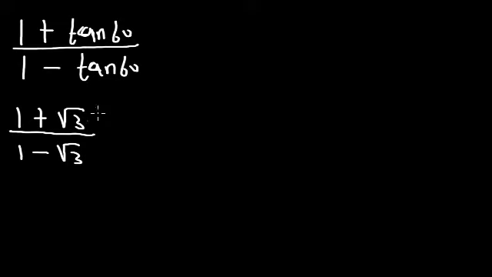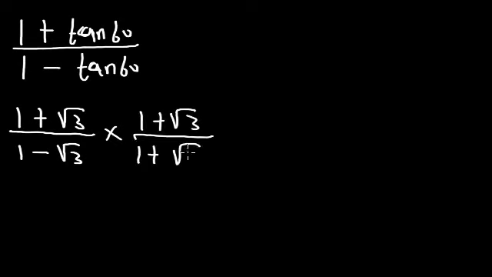I need to rationalize. To rationalize a surd, all you need to do is multiply both the top and bottom by the conjugate of the bottom, that is, of the denominator. And the conjugate of the surd is simply the change in sign. So I just multiply by 1 plus root 3 divided by 1 plus root 3. I have a video on surds. You can consider checking it out. However, I will leave the link in the description of this video anyway.